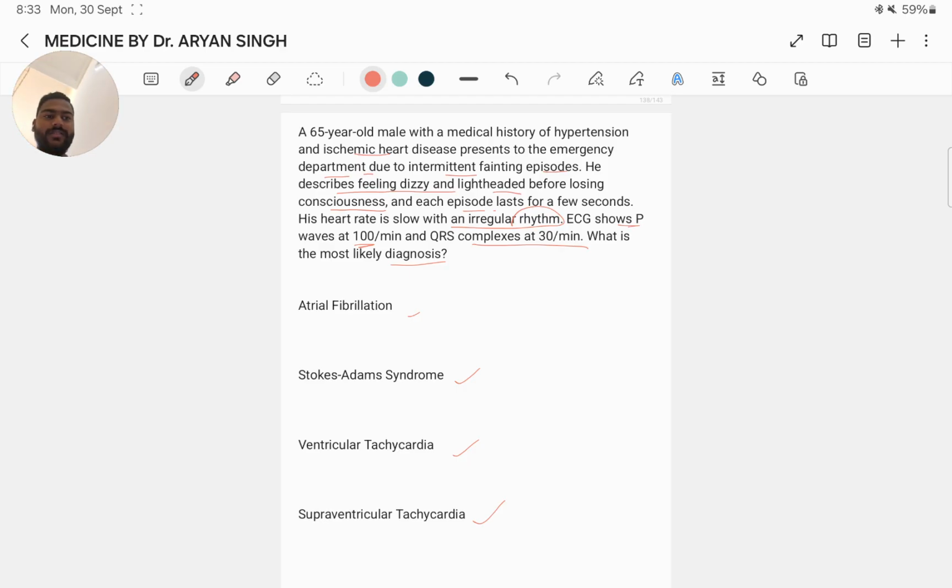supraventricular tachycardia. Here the answer is Stokes-Adams syndrome, because Stokes-Adams syndrome is characterized by sudden transient episodes of syncope, fainting, due to a sudden decrease in cardiac output caused by transient arrhythmia, often complete third degree heart block. The symptoms described include intermittent fainting episodes, dizziness, lightheadedness, and the ECG finding of P waves at a rate of 100 per minute with QRS complexes at 30 per minute, aligned with this condition. The slow heart rate and irregular rhythm indicate a significant AV conduction problem.